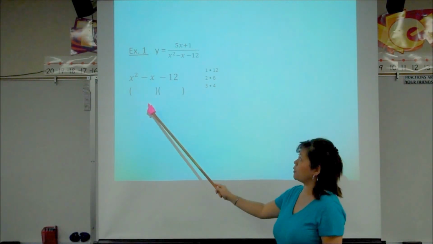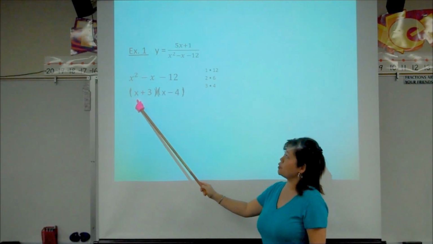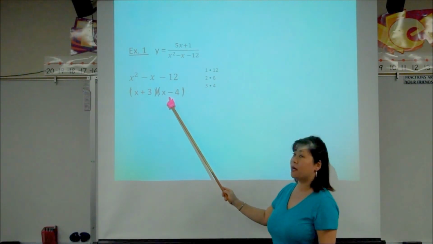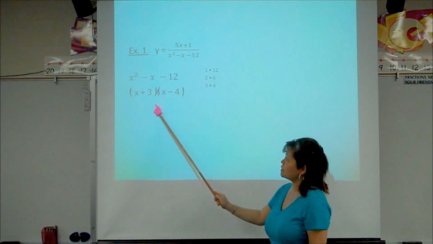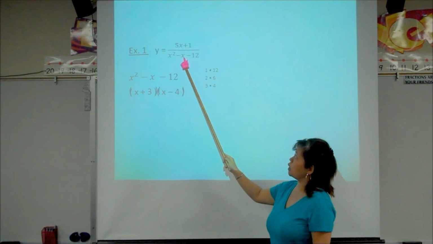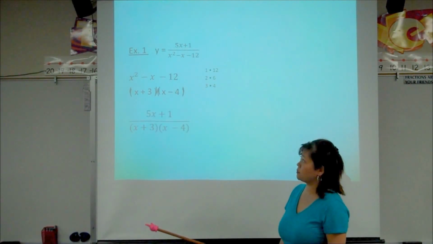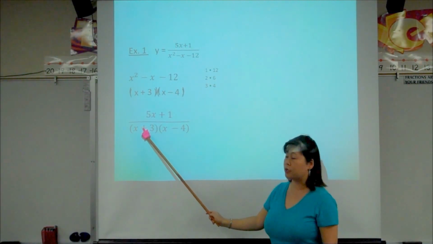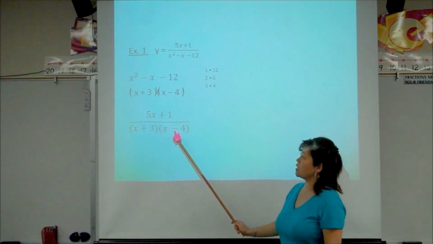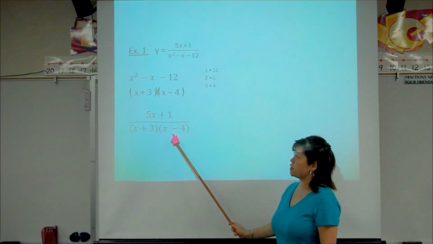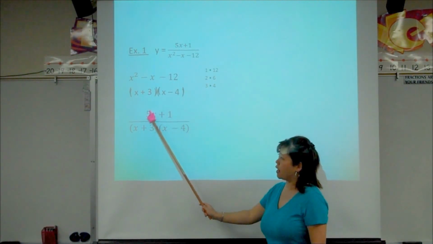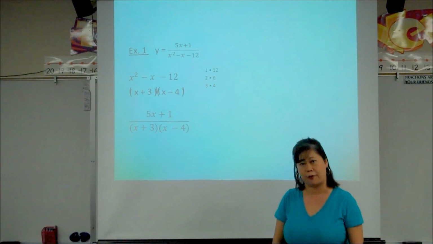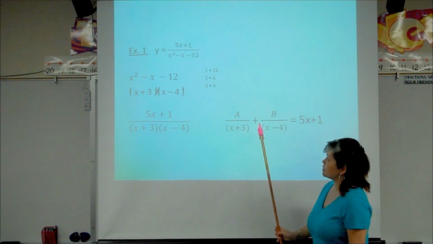So we're going to put that in the parentheses, and it's going to look like this. One factor is x + 3. The other factor is x - 4. Now we're going to put this back into the denominator, and it's going to look like this: (5x + 1) divided by (x + 3)(x - 4). Now we're going to take this fraction and decompose it, which we said means to separate it into two parts of the fraction.